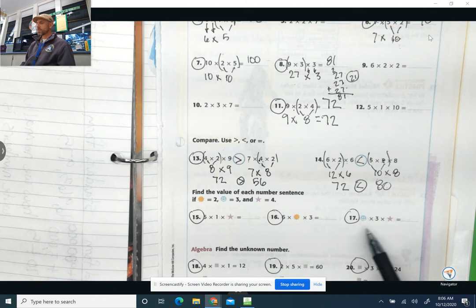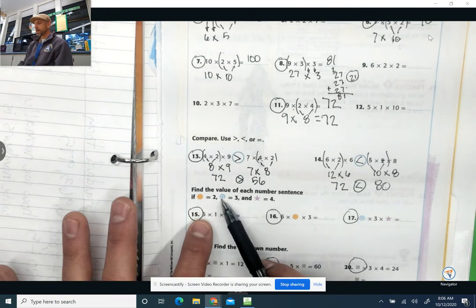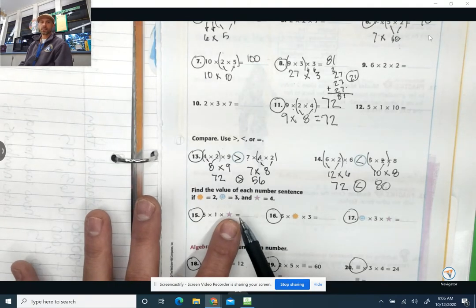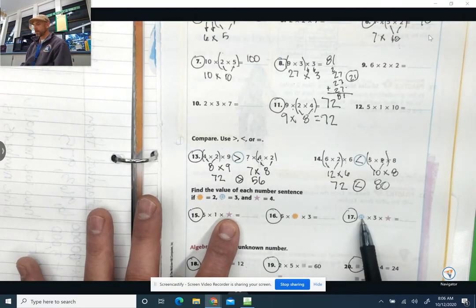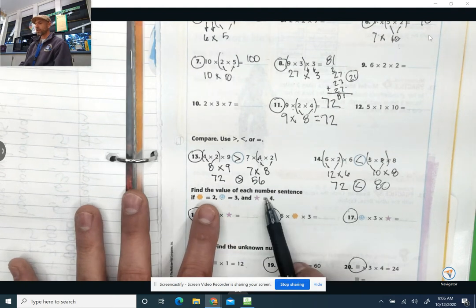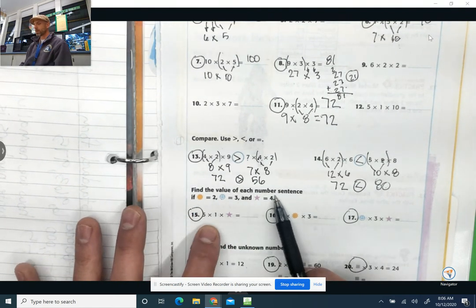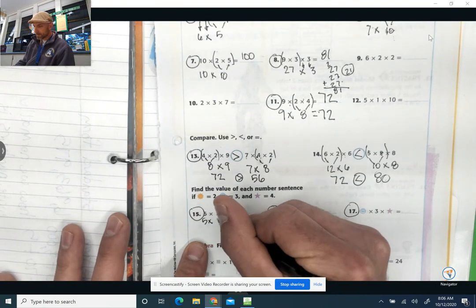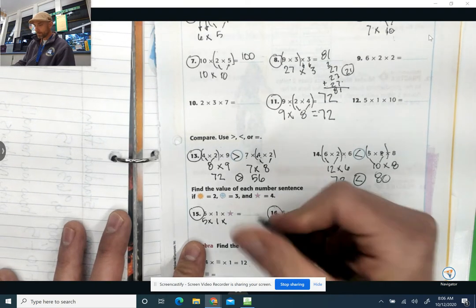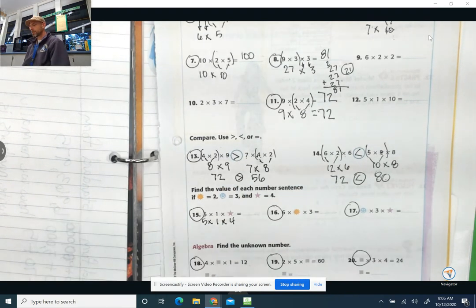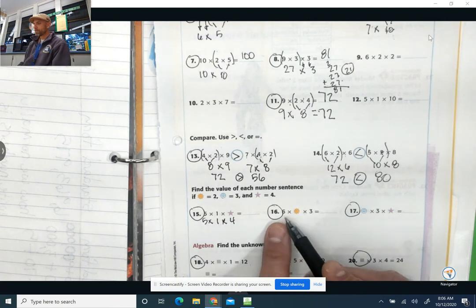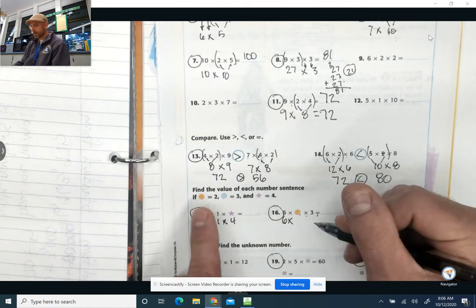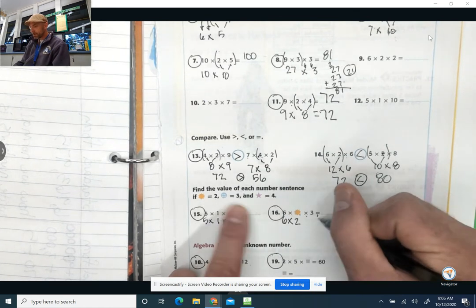They are giving you symbols here, and you just need to match the symbol to the number that it goes with and replace the star, replace the sun, replace the smiley face and the star with the appropriate number 2, 3, or 4. In this case, we have 5 times 1 times star. That is 5 times 1 times 4. You're going to rewrite your problems. Let's rewrite this one too. 6 times sun times 3. Let's rewrite it as 6 times sun is equal to 2 times 3.